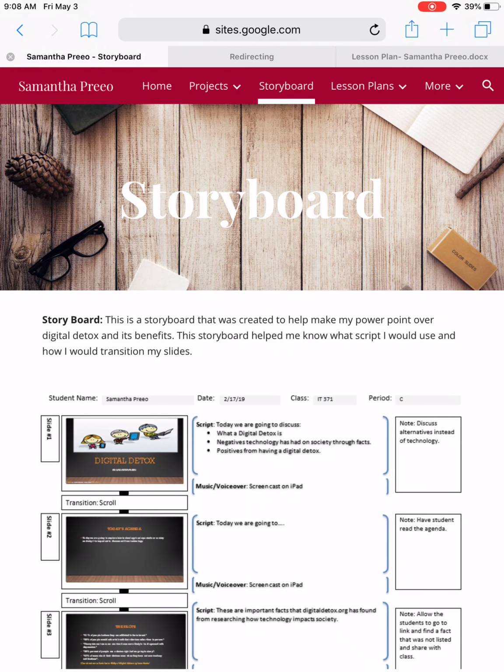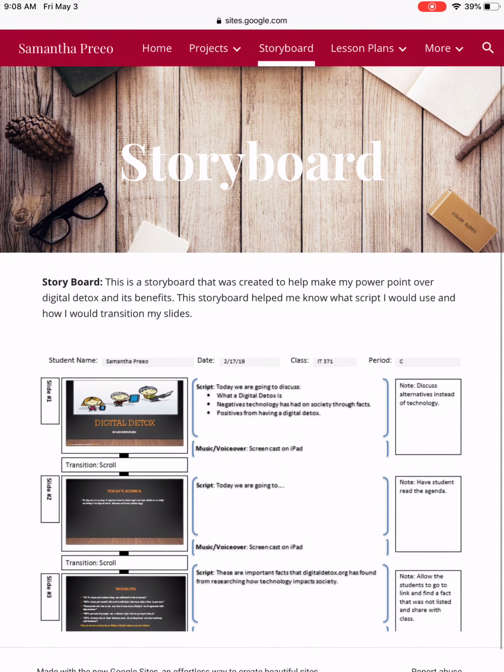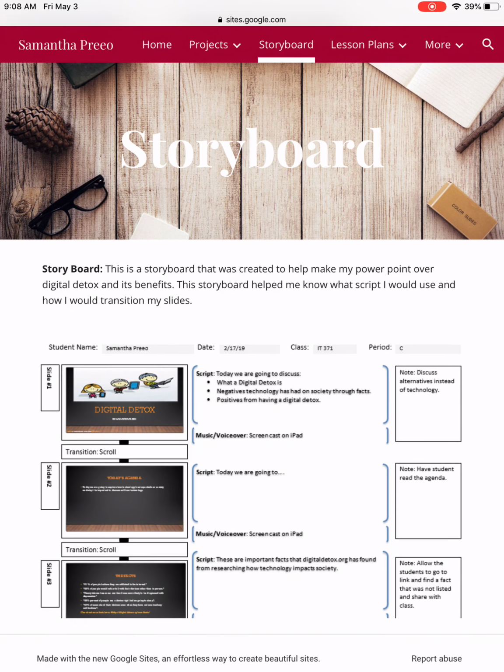Another beneficial activity or assignment that we did was creating a storyboard. I felt like this truly benefited me personally because I was able to create a storyboard which was more of like an outline for my digital detox PowerPoint. I was able to put what transition I was going to do, what script or writing I was going to have on each one, and any notes that I had.